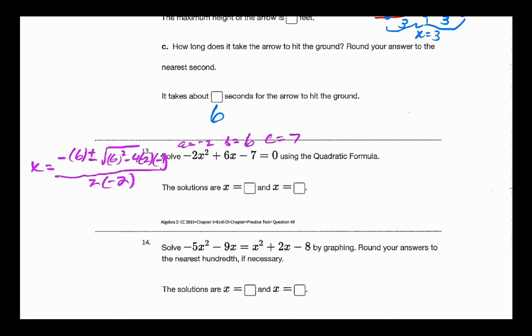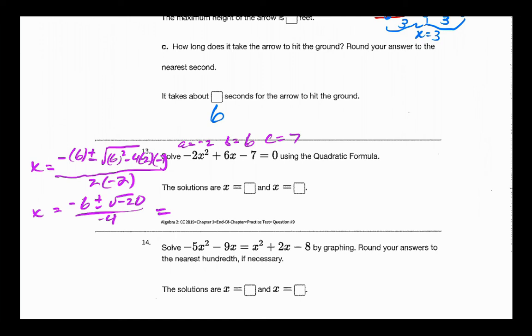All right, so when we simplify that, I'll have negative 6 plus or minus the square root of 36 minus 56. 4 times 2 times 7 is 8 times 7, so negative 56. So 36 minus 56 gives us negative 20. You can work it out if you don't believe me. And then we'll have 2 times negative 2, which is negative 4.